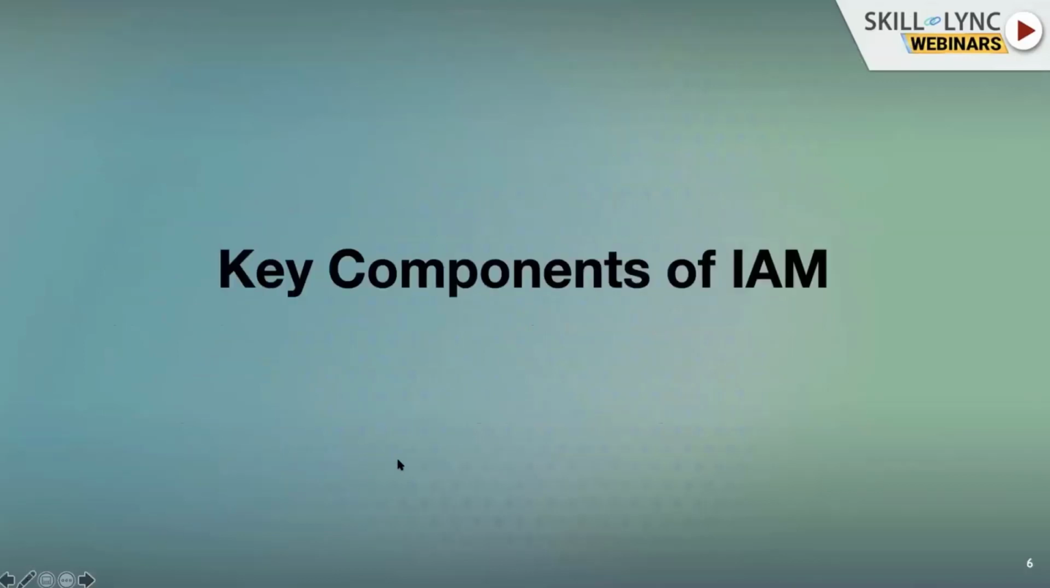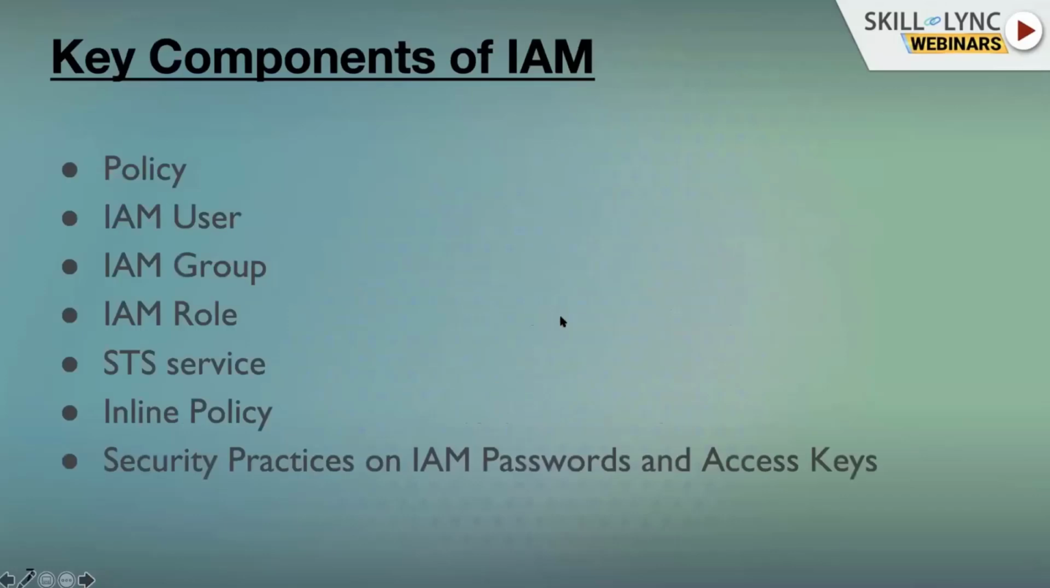So we'll go over what are the key components of IAM. As I told, the first key component is policy. Without policy, none of the below components will come into picture, like a user or a group or a role. Policy is basically a simple JSON document.